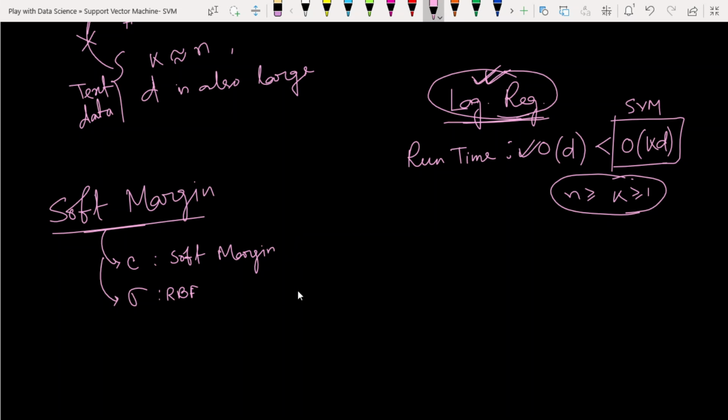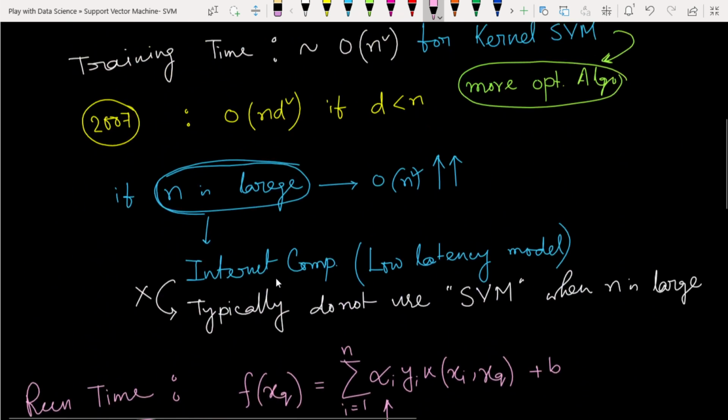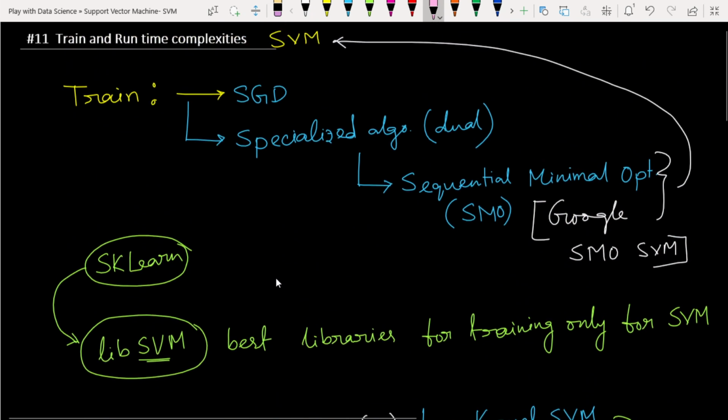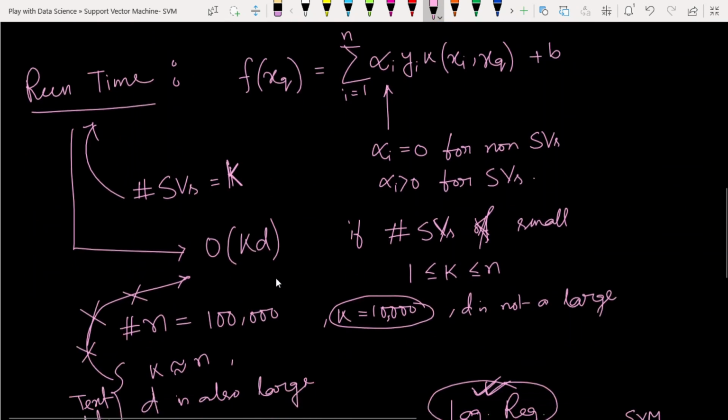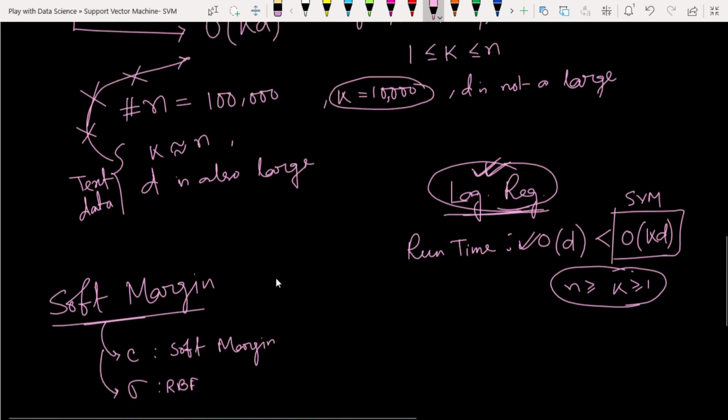In the next lectures we will see how to choose the best parameters, and we will discuss real world cases, how to handle various kinds of data sets, and where it is usable. In this lecture we saw the training and runtime complexity, and we compared this with logistic regression. Okay.